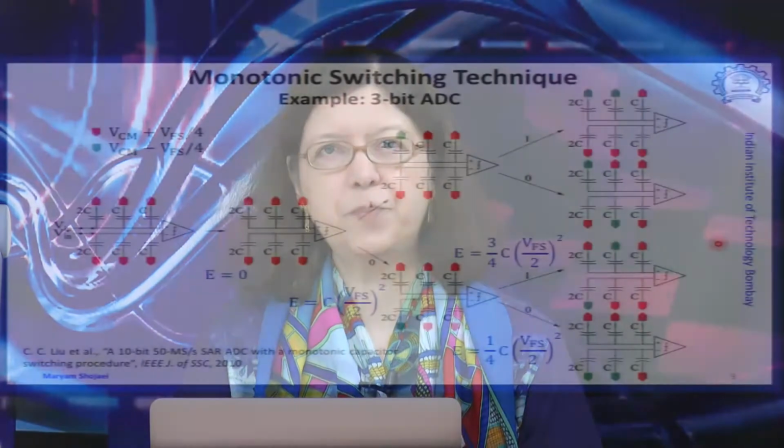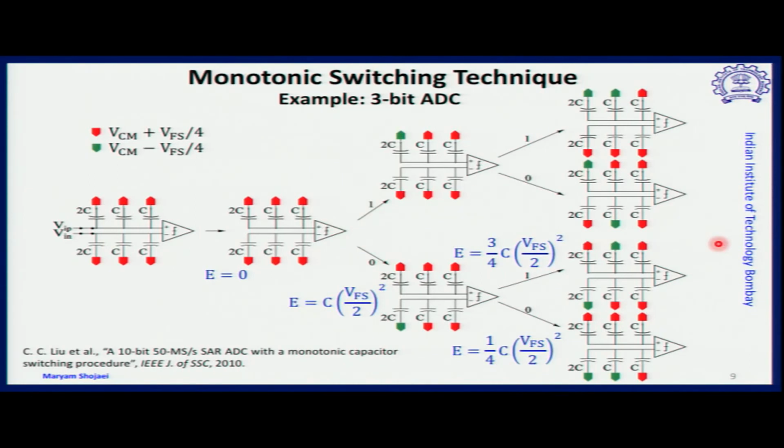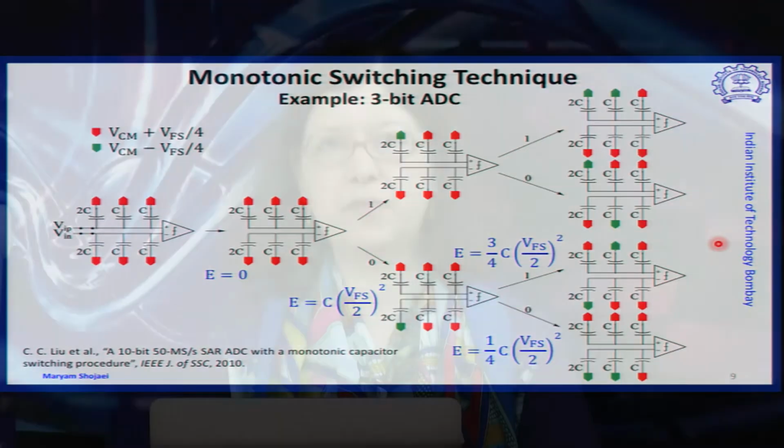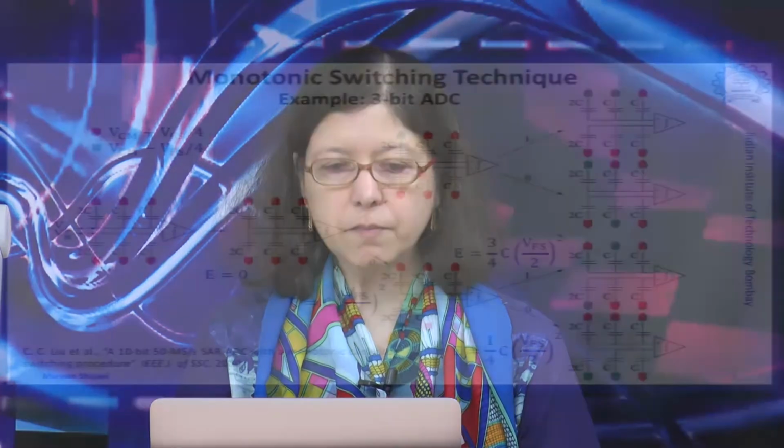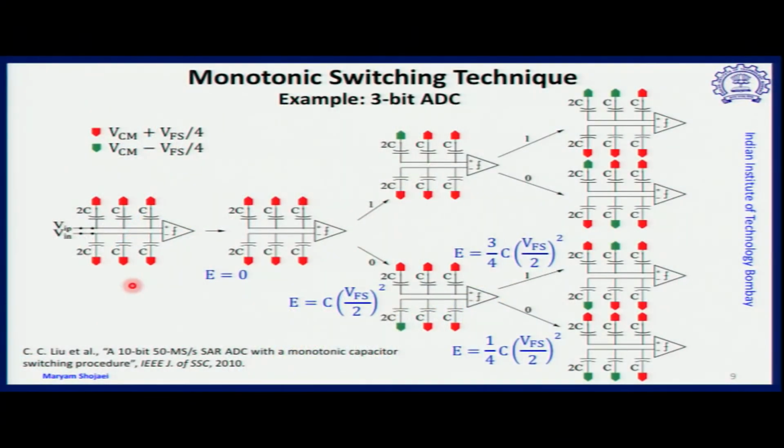So one technique tries to reduce the number of switchings by performing monotonic switching. In monotonic switching, there will always be switching at one of the half circuits or one of the half DACs, and this way energy consumption is reduced. How is it performed? Because it is monotonic, both sides will be initialized at the same level, for example here VCM plus V full scale by 4. And the first comparison will determine which side or which half circuit of the DAC has to switch.